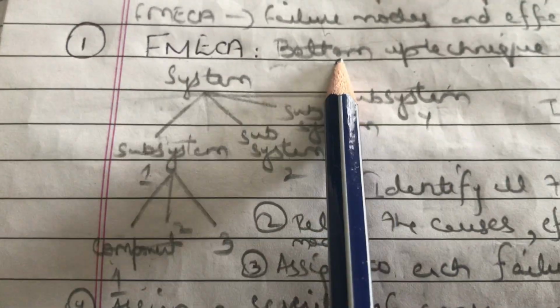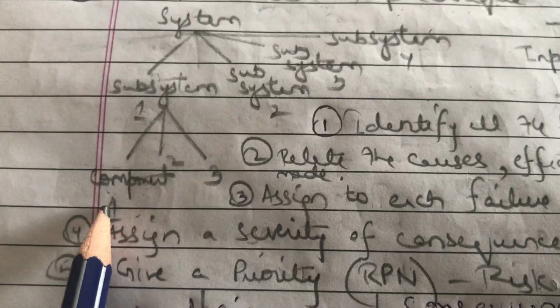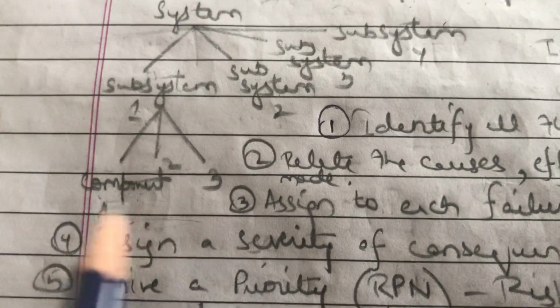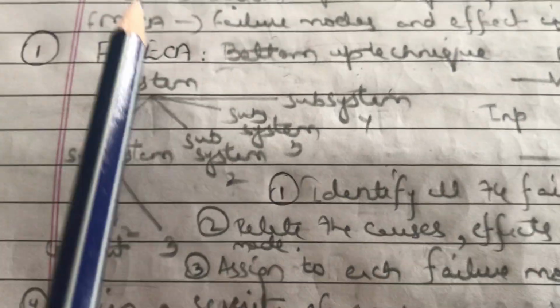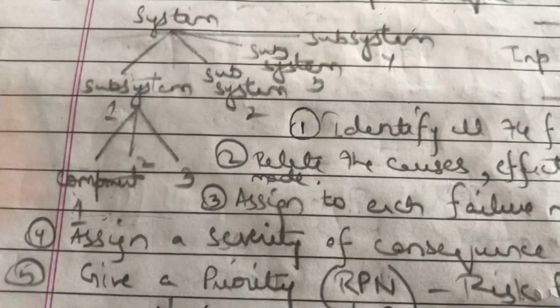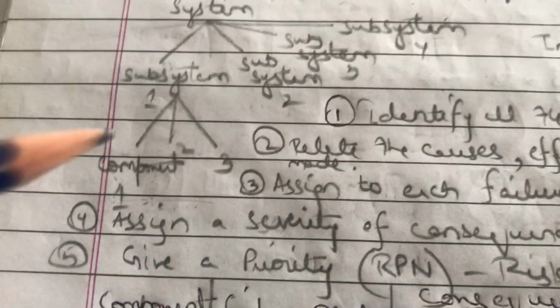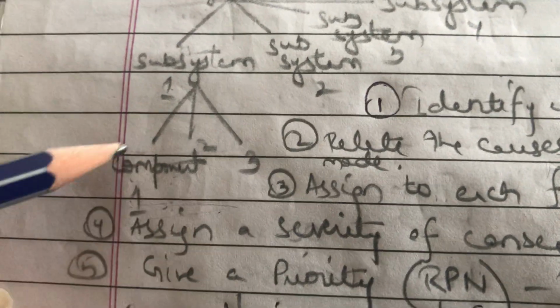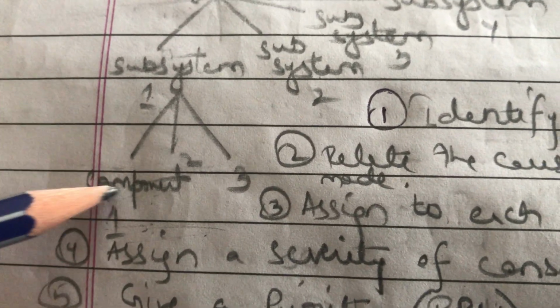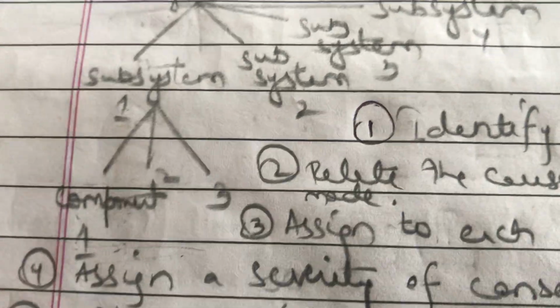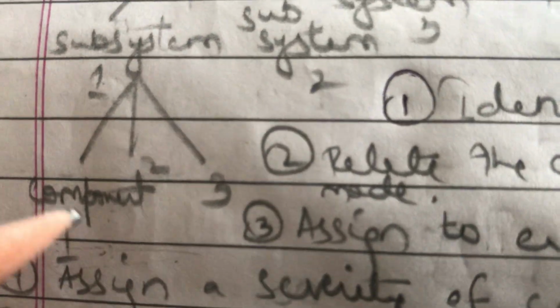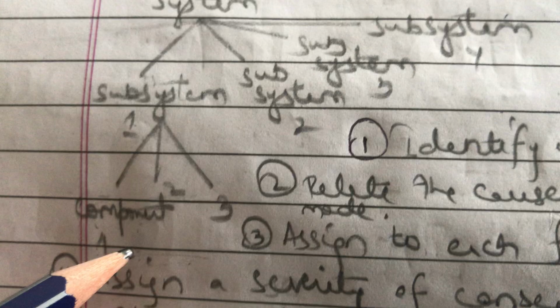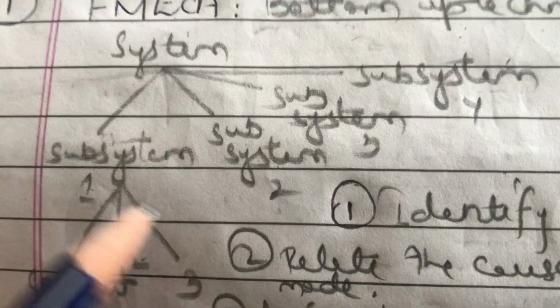So what does this bottom up technique mean? Here we are in the bottom, and here we are in the top, so we are going from bottom to top. First we are going to work on our bottom one. First we are going to work on component 1, then component 2, then component 3.